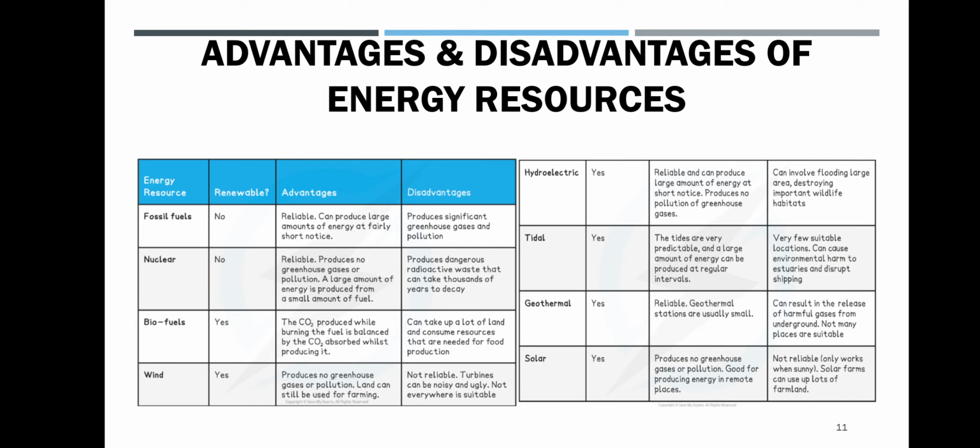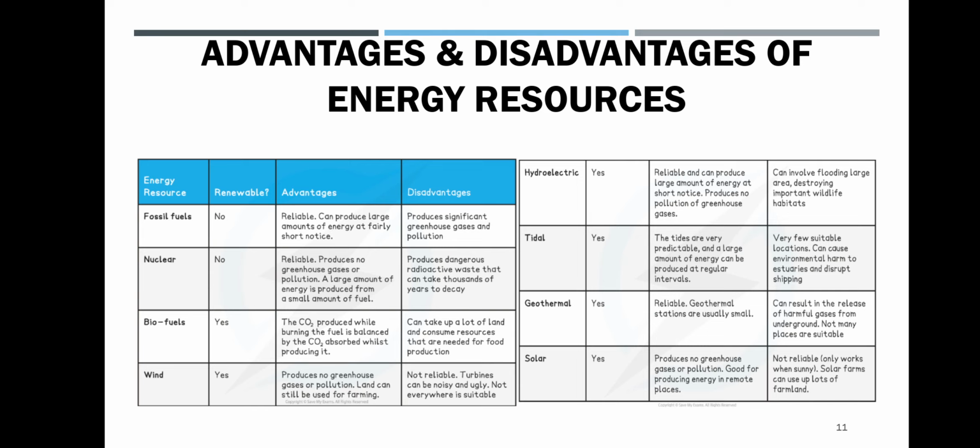Next up we have biofuels. Now this is a renewable energy resource, and the carbon dioxide produced while burning the fuel is balanced by the carbon dioxide absorbed whilst producing it. But the disadvantage is that it can take a lot of land and consume resources that are needed for food production.